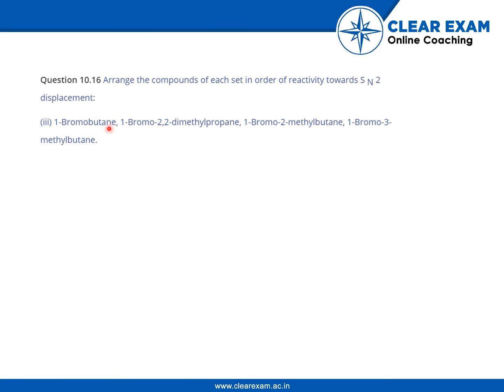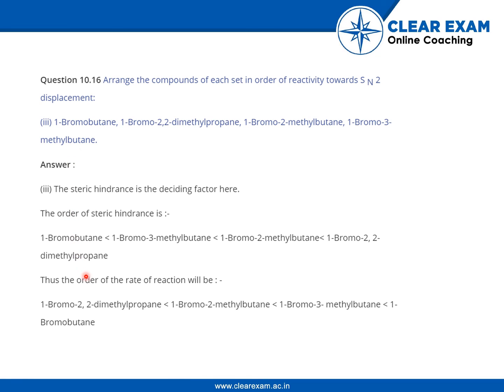And the third part is 1-bromobutane, 1-bromo-2,2-dimethylpropane, 1-bromo-2-methylbutane, and 1-bromo-3-methylbutane. So again, for the steric hindrance, just draw the figure, and it will be very easy for you to compare all of these. Just see what is the degree of carbon attached to the halide group.